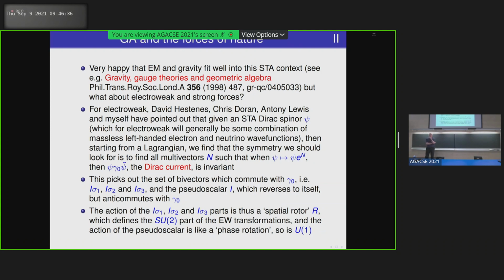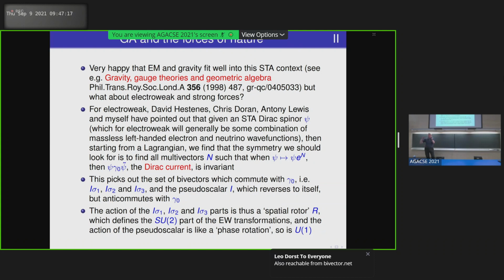Well, for electroweak forces, various people, David himself, Chris, myself, and Anthony Lewis, who was a student of ours, pointed out that given an STA Dirac spinor psi, and for the electroweak case, that will be some combination of massless left-handed electron and neutrino wave functions. Then starting from a Lagrangian, you find that the symmetry you should be looking for is to find all multivectors n, such that when psi is multiplied on the right by e to the n, then psi gamma naught psi reverse, which is the Dirac current, is invariant.